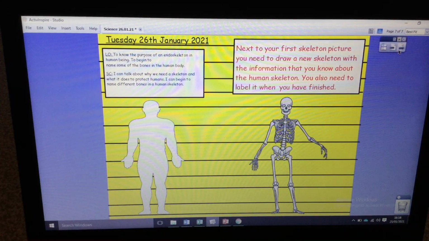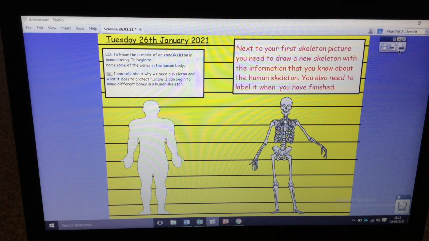You can also label some of these key bones with a pencil and a ruler and see how many of those key bones that you can remember. If you do need to pause the video, rewind it, fast forward it, then obviously you can to help you. But see how many of the bones you can remember first before you look back previously in the video. Have a go and see what your brain can remember all on its own.